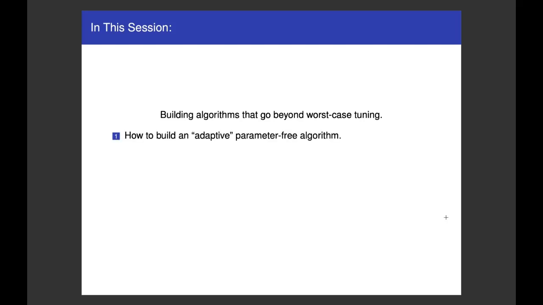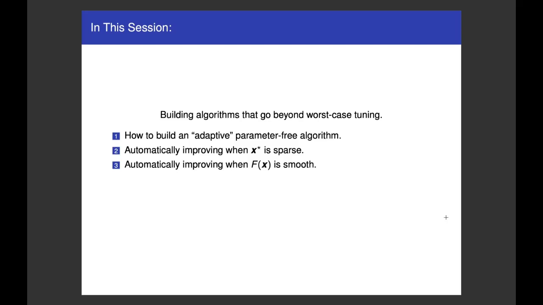So we're going to start by building an adaptive parameter-free algorithm, and I'll explain what I mean by that in a minute. And then we're going to use this basic result as kind of a building block to accomplish several other tasks. So we'll show how to do better when x star is sparse. We'll show how to improve when f is smooth, and how to improve when f is strongly convex.